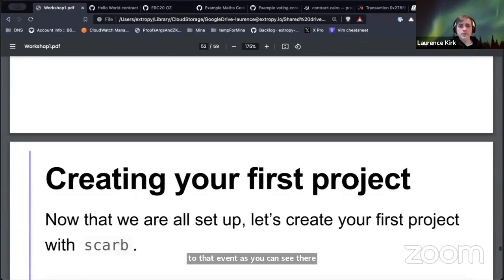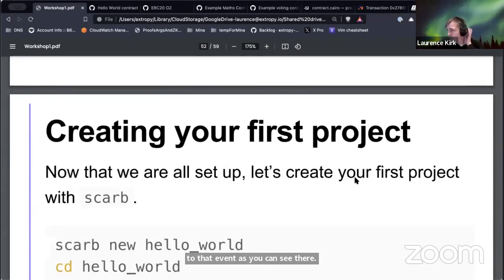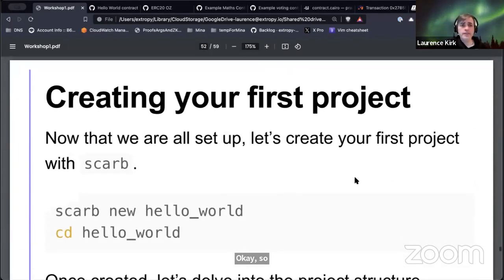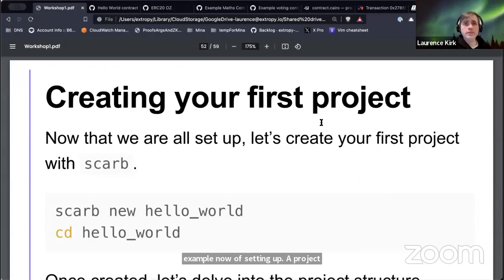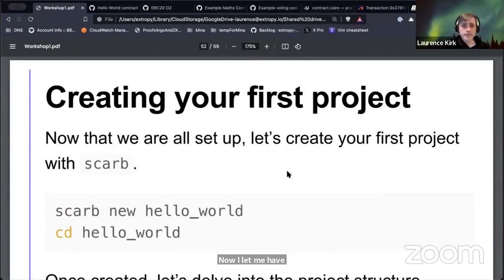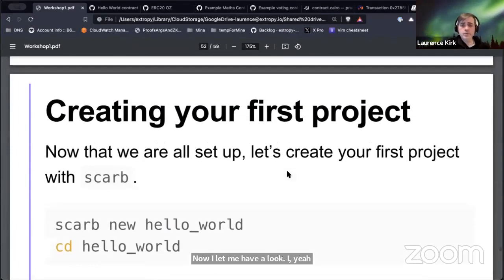Okay, so I can just quickly go through an example now of setting up a project. Let me have a look. I went through this earlier, so I've actually gone through it, and I can show you some code, but I didn't want to have to go through typing all of this in.